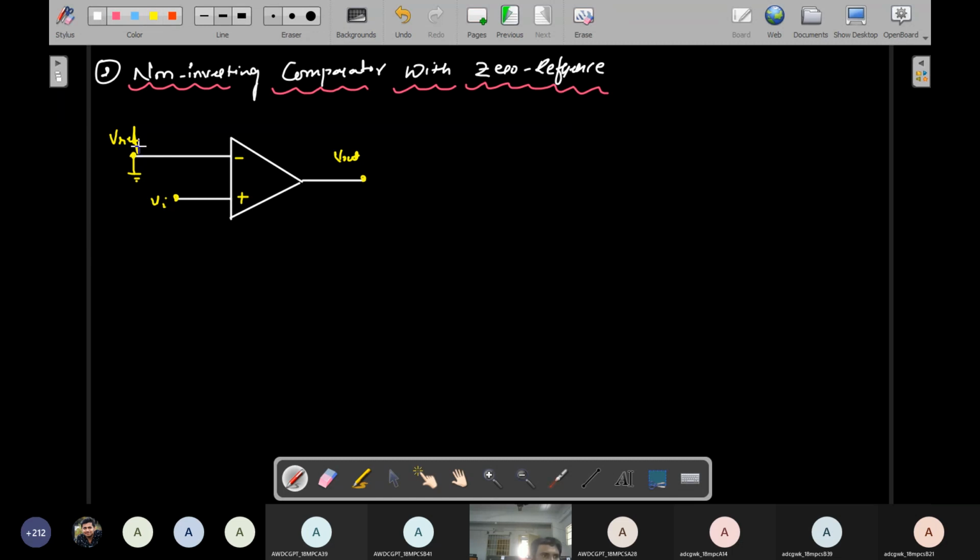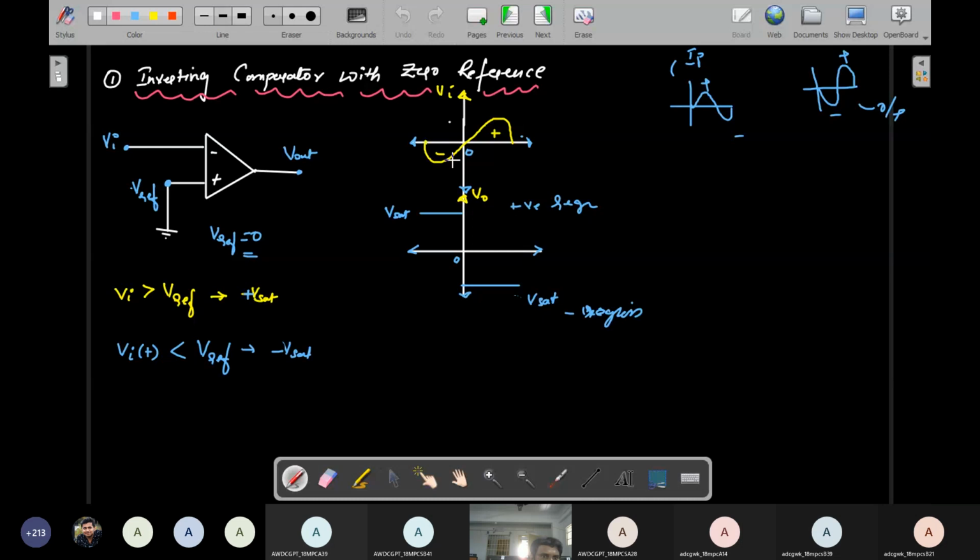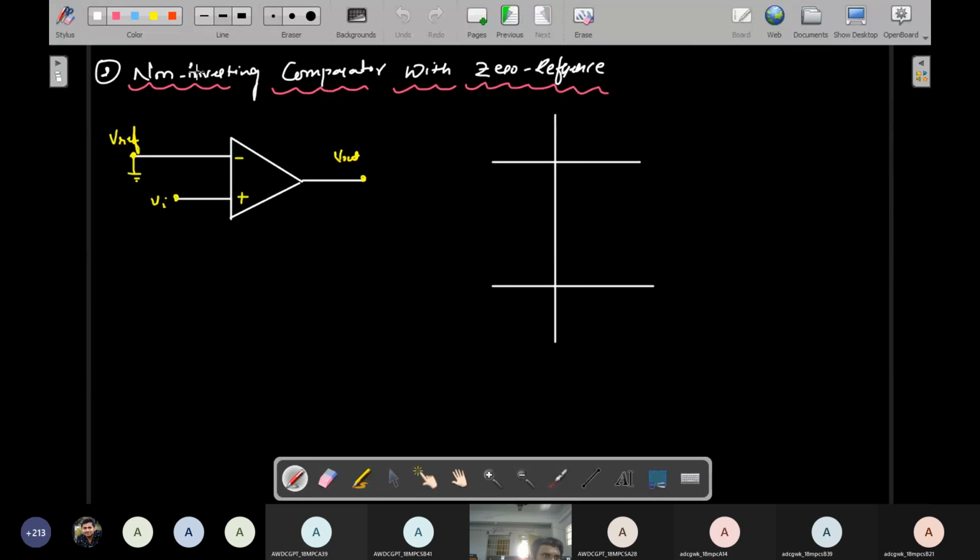If you see the input and output characteristics of this non-inverting comparator, the input signal was given here, and the output signal was taken here. This is the same input signal. In the previous case, I considered this signal, and now I once again consider the same signal. This is the input signal. This is a positive peak, and this is a negative peak.